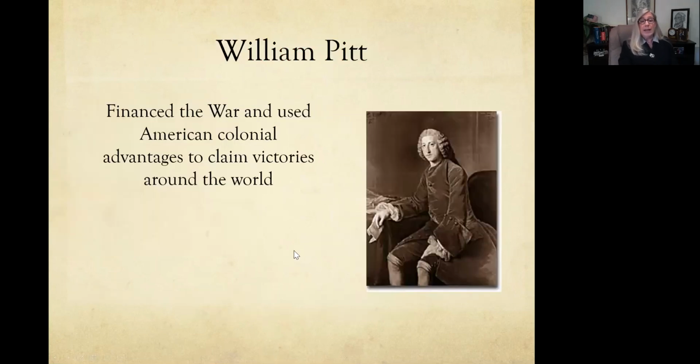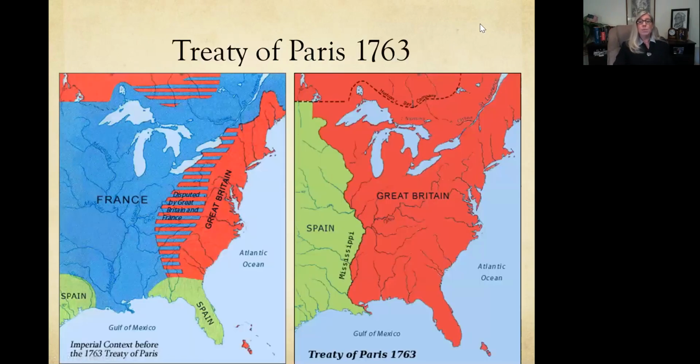There's William Pitt. Again, he believes that there will be advantages if these lands in North America are in the hands of the British. Okay? So he uses that to again claim victory around the world, and England now becomes an empire. So sometimes this is referred to as the war for empire. They have now achieved an empire, not just in North America and Europe, but they've also been fighting in other areas in the Caribbean and South America and in other locations, and end up taking property.